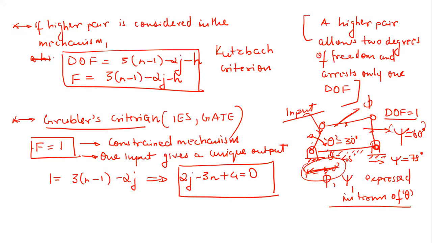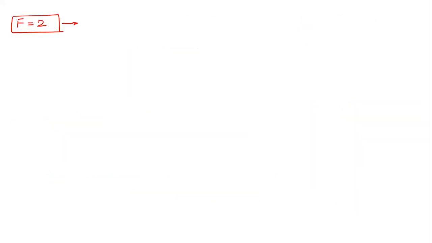Now let me ask, if the degree of freedom of any mechanism is 2, how are you going to interpret this? So let me say, if the degree of freedom of any mechanism is 2, what does it indicate?